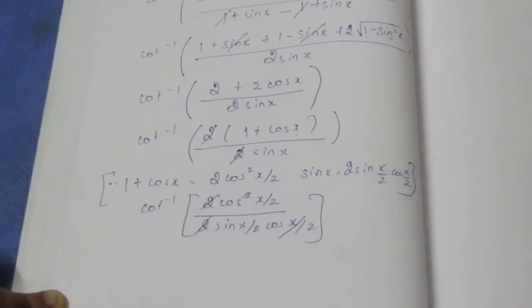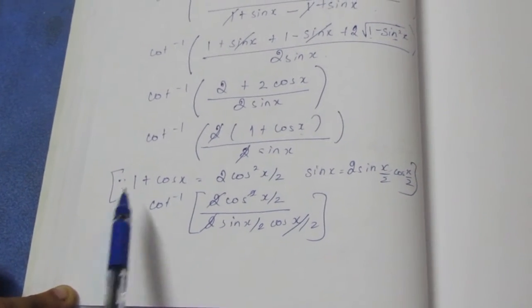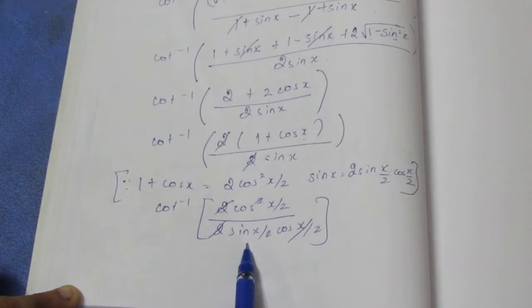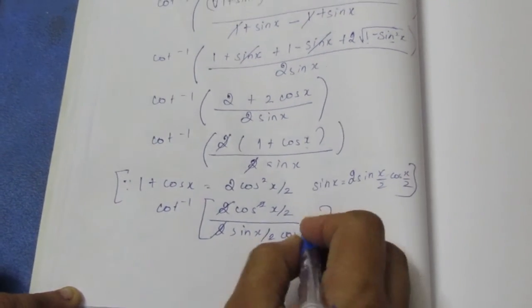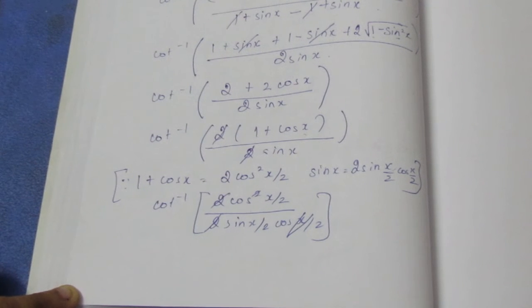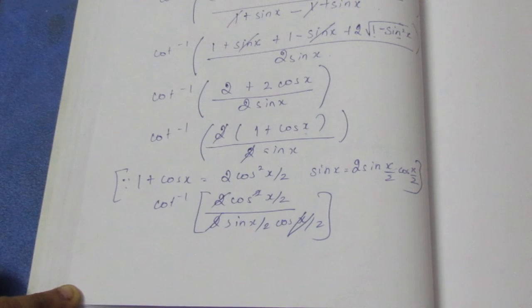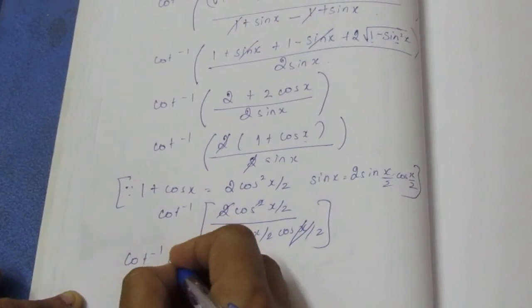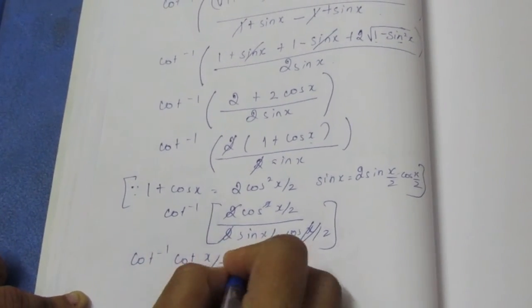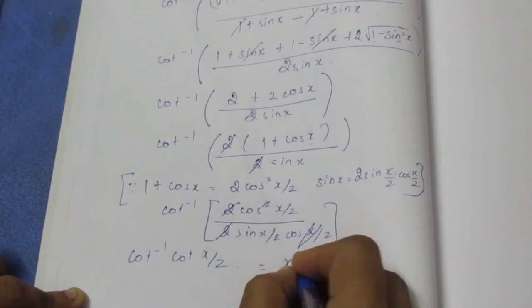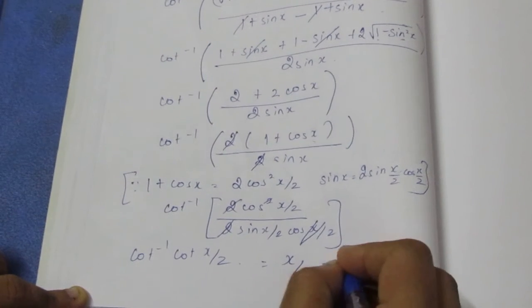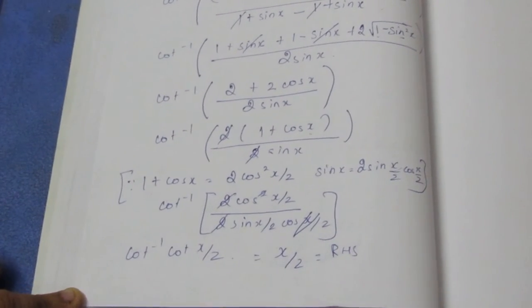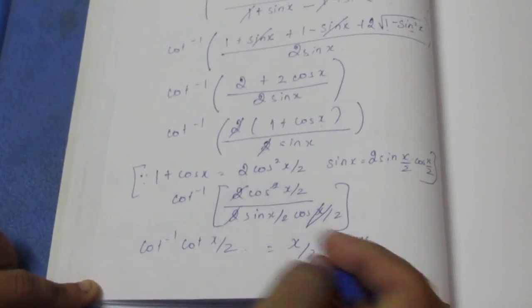We have taken the LHS here. We got cot inverse of cos by sin with the same angle. So we can write that to be cot x by 2. So cot inverse of cot x by 2. Here cot gets cancelled. We have x by 2, which is nothing but our RHS. This is what we need to prove. We have proved it, so we can write this to be hence proved.